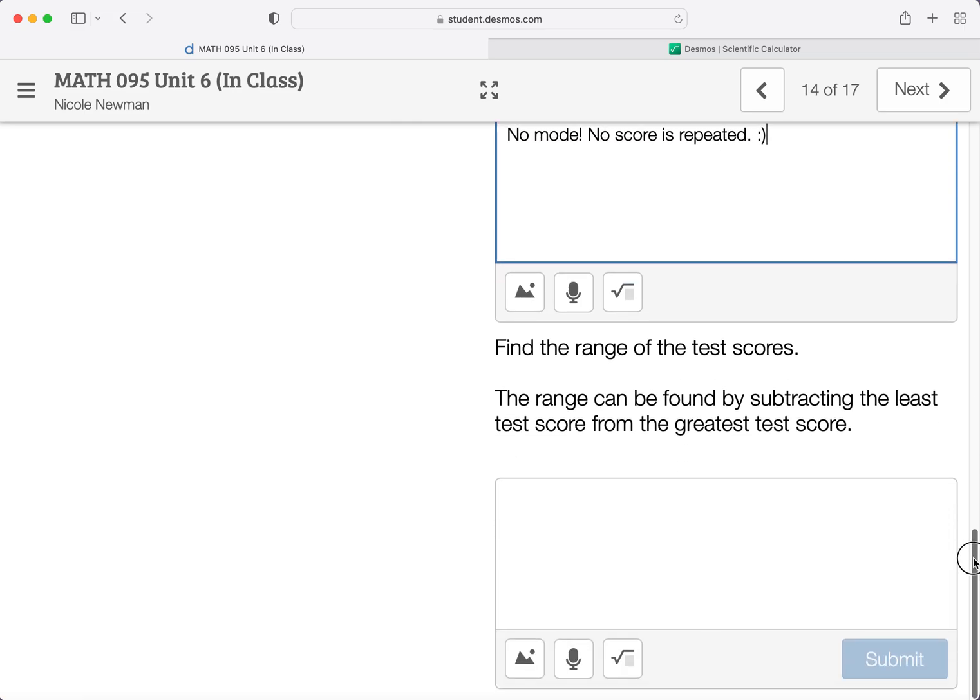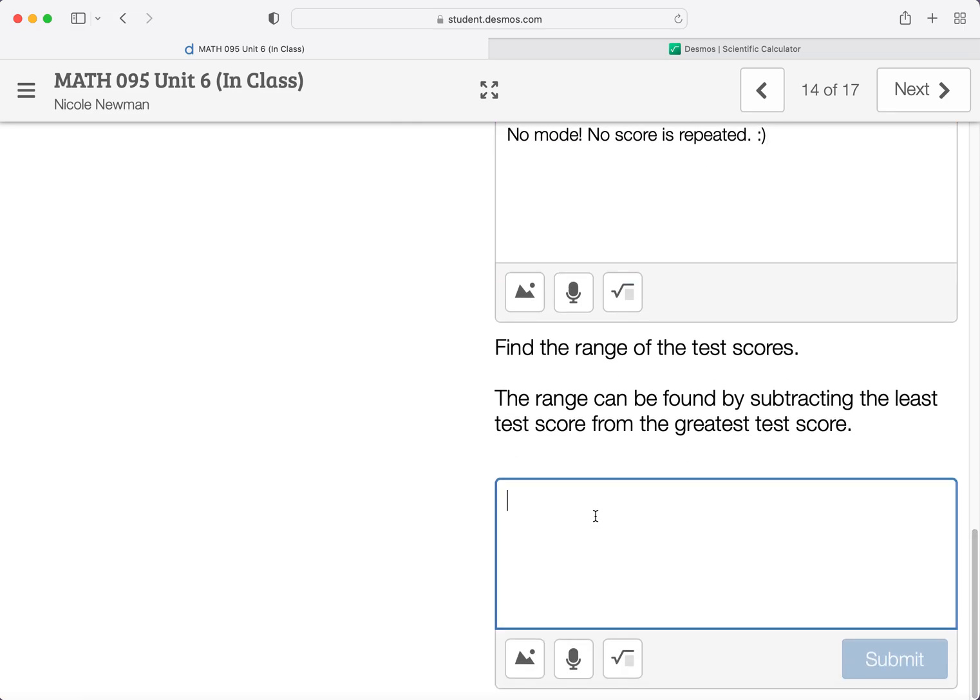Last one, range of the test scores. We subtract the least score from the greatest score. So in our case, the range should be, I think the high score was 90, the low score was 60, and so 30% is our range. I think I would actually call this 30 percentage points for a range so that it sounds a little bit more specific and maybe more accurate, but for our purposes, 30% will get the job done.